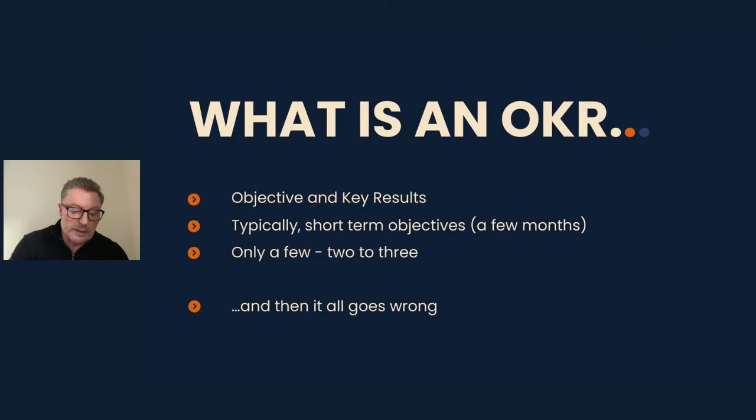So first of all, what is an OKR? This is really the only basic slide. Objectives and key results, meaning is about setting an objective and measuring the attainment, or whether that objective has actually been attained. Now, the first thing to think about is typically OKRs are short-term objectives, a few months. And the other big thing is only having a few, 2 or 3.